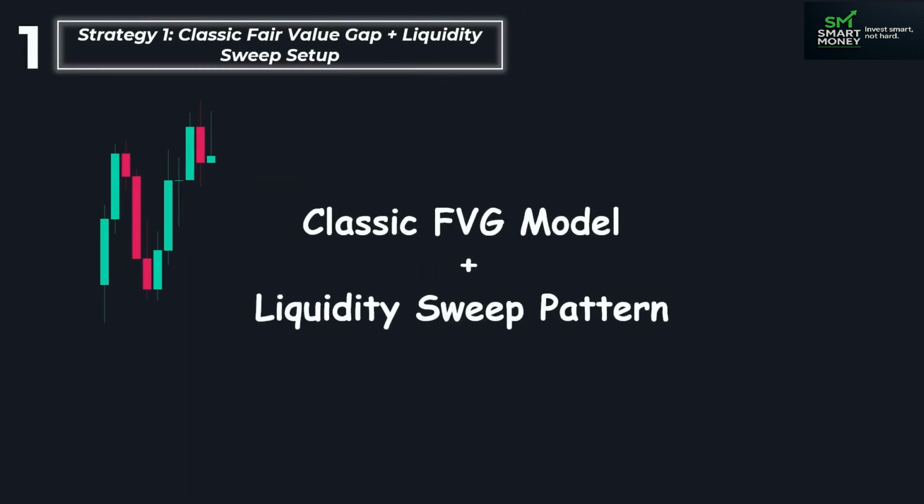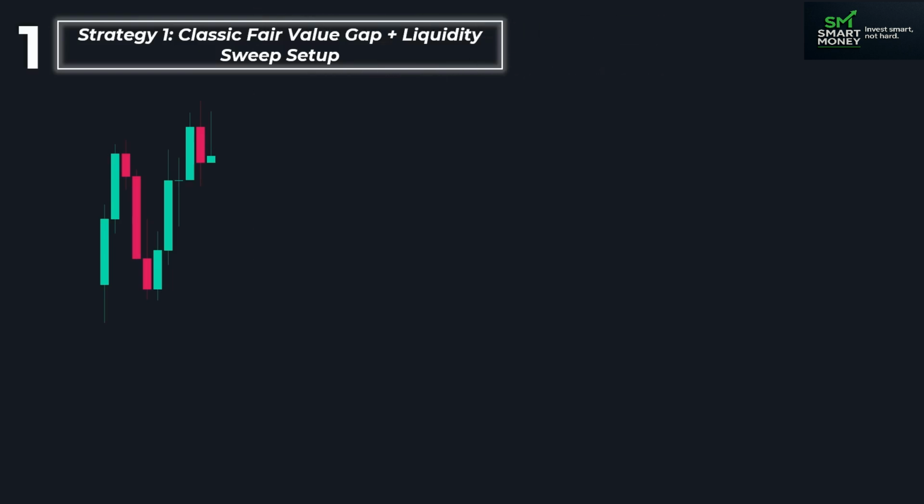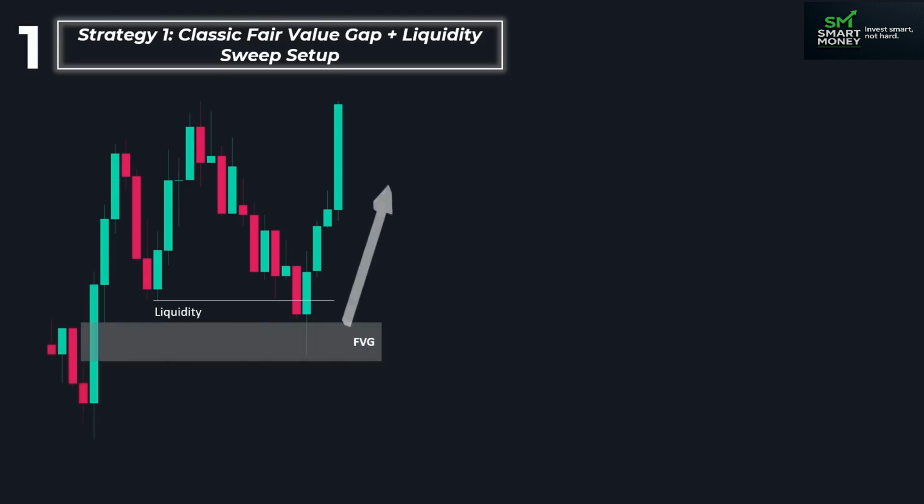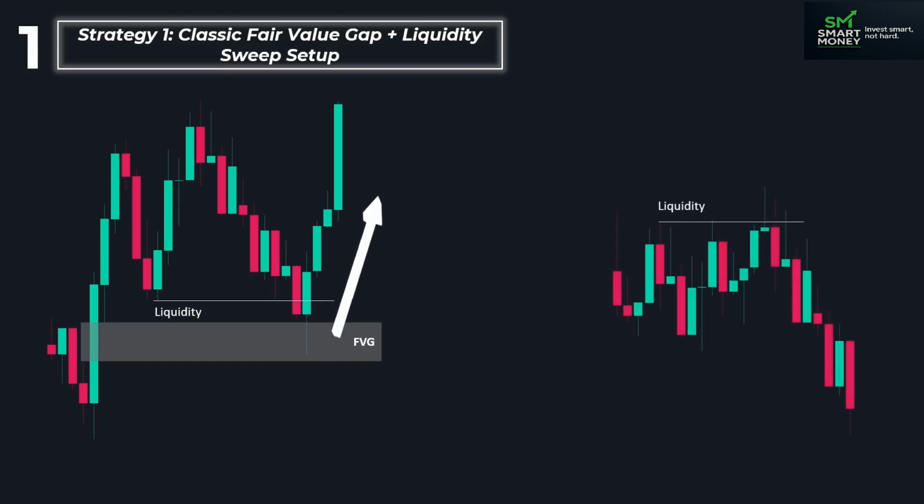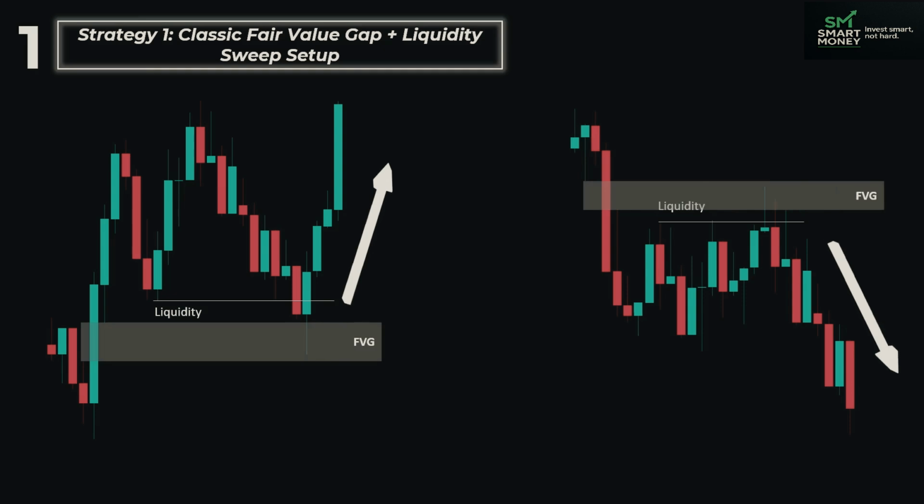This powerful setup combines the classic FVG model with a liquidity sweep pattern, and it works beautifully in both bullish and bearish market conditions. In a bullish market profile, this setup plays out when price sweeps sell-side liquidity, such as the lows of a key demand zone, a major low, or a cluster of lows, right before tapping into an unmitigated bullish classic FVG. Once the fair value gap is filled, price usually reverses sharply and continues in the upward direction, resuming the trend. Similarly, in a bearish scenario, the setup occurs when price sweeps buy-side liquidity, like the highs of a key supply zone or a group of highs, and then taps into a bearish classic fair value gap.